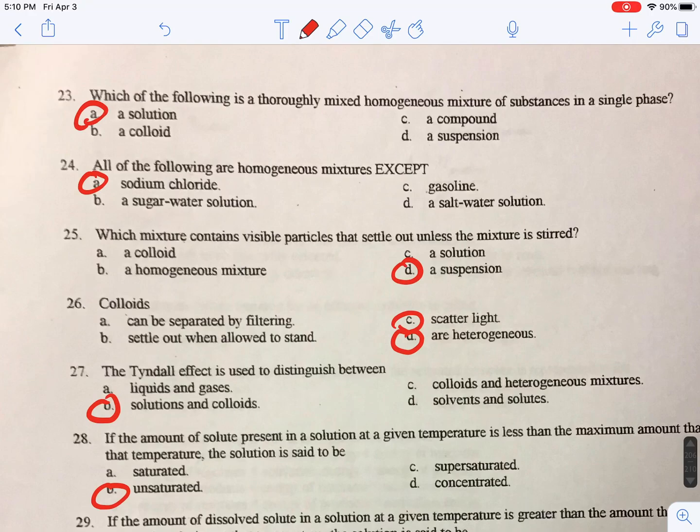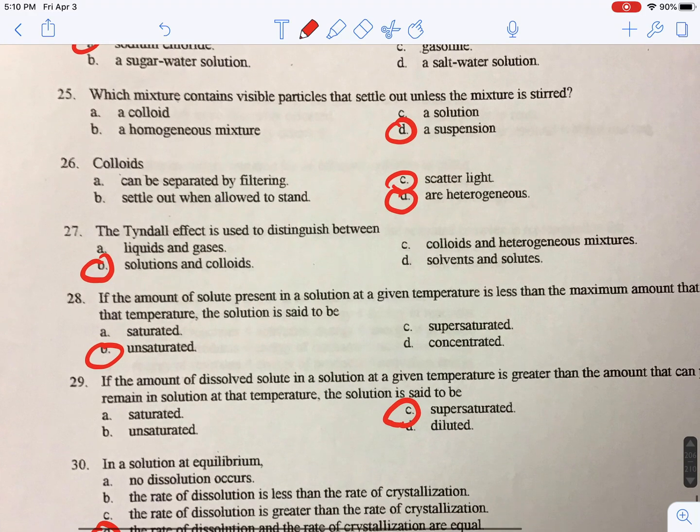All the following are homogeneous except, sodium chloride is not homogeneous. Sodium chloride is a chemical compound. Homogeneous refers to mixtures. 25, which mixture contains visible particles that settle out? That would be a suspension. Colloids have visible particles, but they're only seen when you do the Tyndall effect.